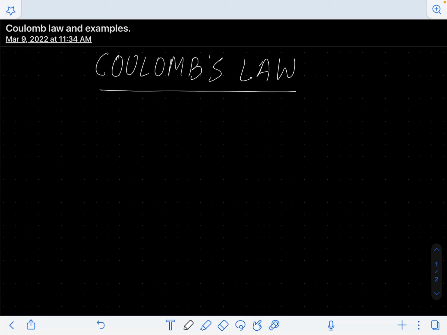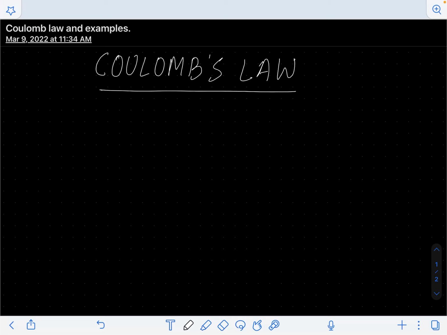Today I am going to discuss Coulomb's law from the chapter Electrostatics. It is a very important topic in our 12th class. So let's discuss its definition and the formula. Then we will discuss a few examples so that we can handle the situations when there is any numerical problem.